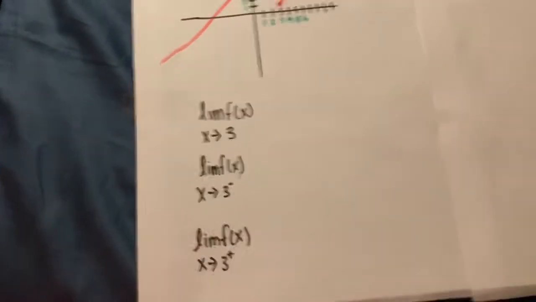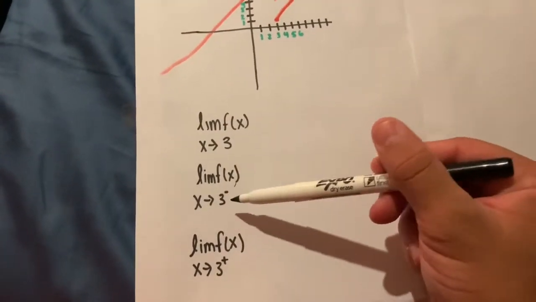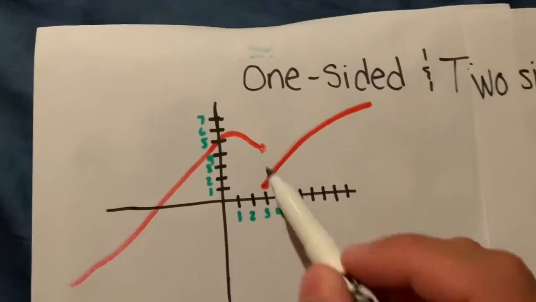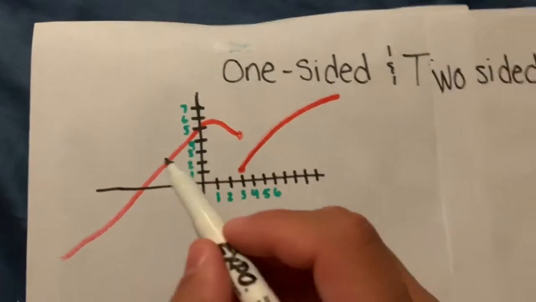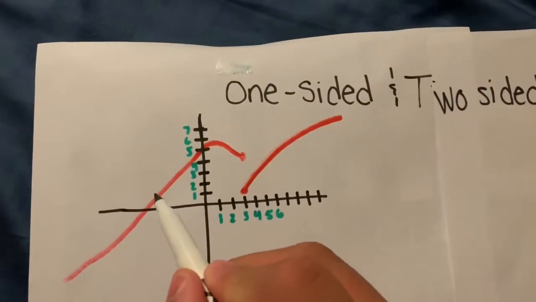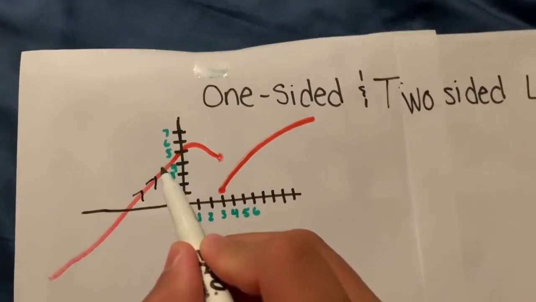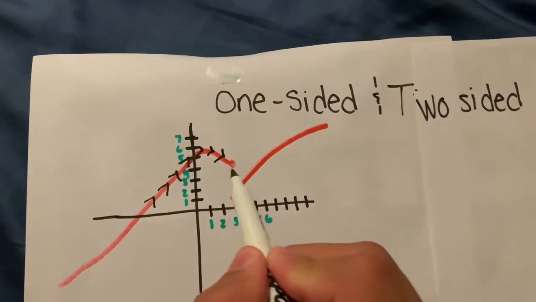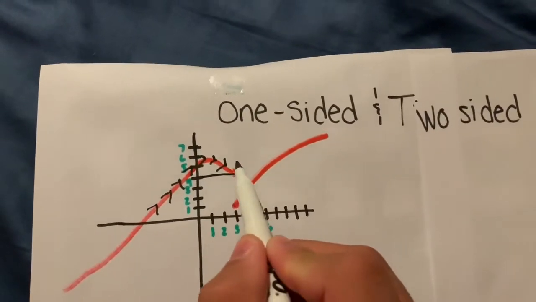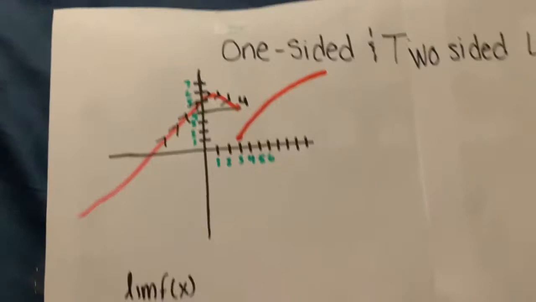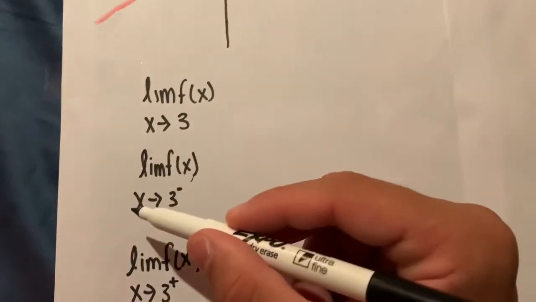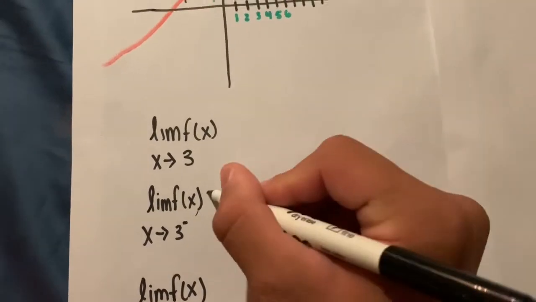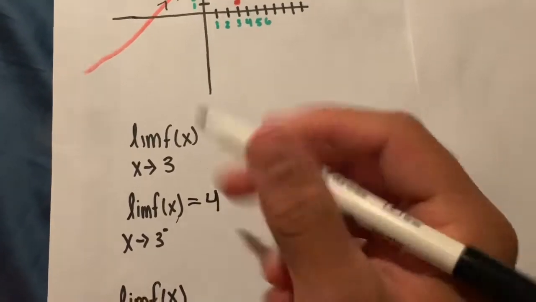So the first step is looking at the limit of f of x as x approaches 3 from the left side. When examining our graph, you would find where 3 is, come to this side of the equation, and follow it from the left side. As you can see, it keeps going and going until it stops here at a number. This number is represented by 4. So the limit of f of x as x approaches 3 from the left side, which like I said before is represented by this negative, equals 4.